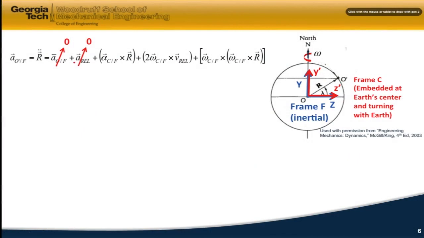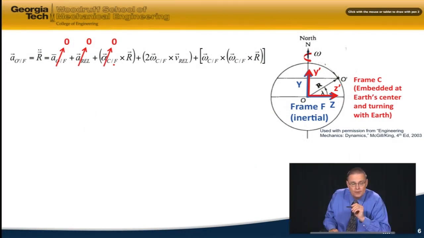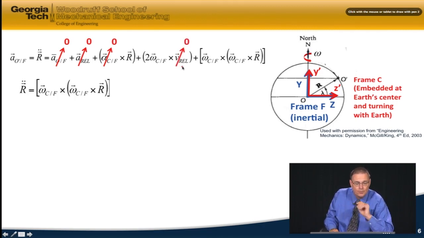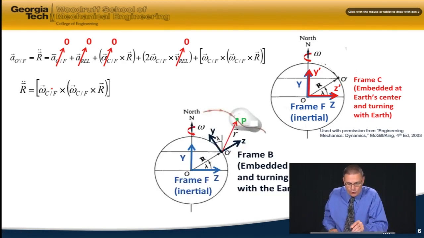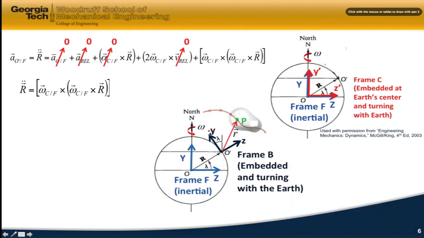Since the Earth is rotating with a constant angular velocity, alpha is equal to 0, and we also already said that v_rel is equal to 0. And so this equation reduces down to what's shown here. Now, this is back to our original situation where I had my inertial frame at the center and frame B embedded at the Earth. What I want to do next is compare the angular velocity of B with respect to F and C with respect to F. What's that relationship equal to? And what you should say is that the angular velocities of both of those moving reference frames are the same. And so let's go ahead and look over here again.